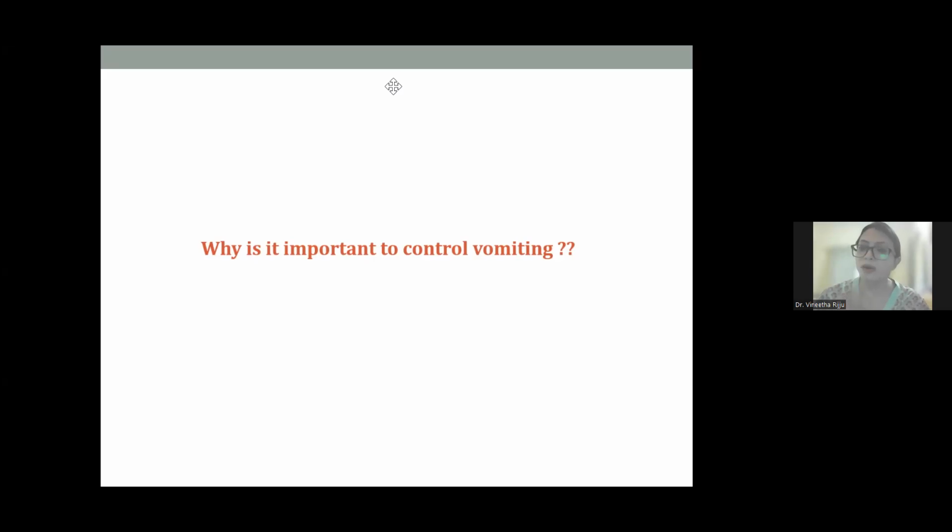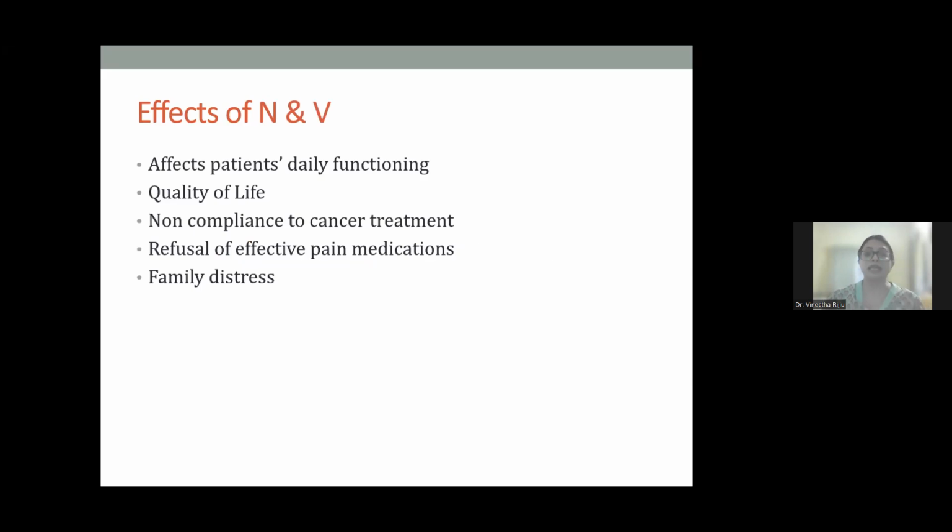Palliative care is all about preserving and enhancing the quality of life, isn't it? And also, like Dr. Sudha was saying, dehydration is part of it. Dr. Raji was talking about the nutrition, compliance to the next cycle of chemo. Absolutely. It's so very important. And Dr. Abraham also talks about how the oral intake will be reduced. Absolutely. So thank you so much for those answers. You're all absolutely right. It affects the patient's daily functioning, his quality of life, and compliance to cancer treatment.